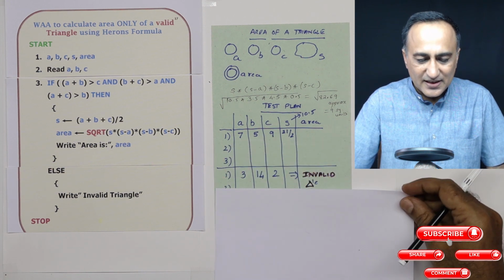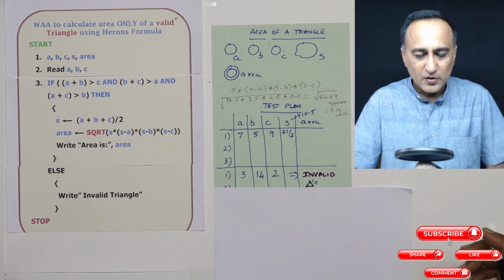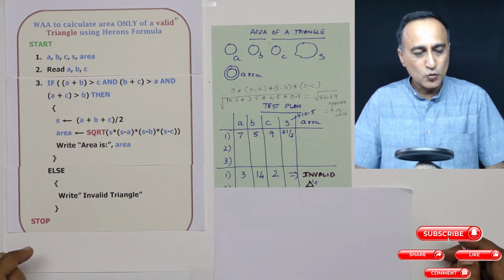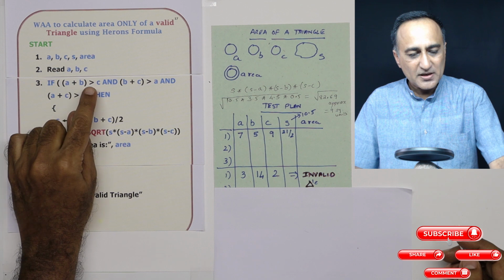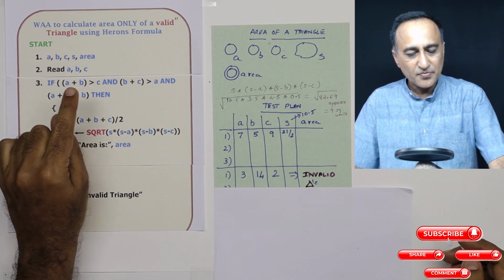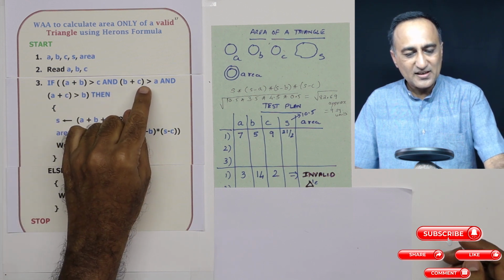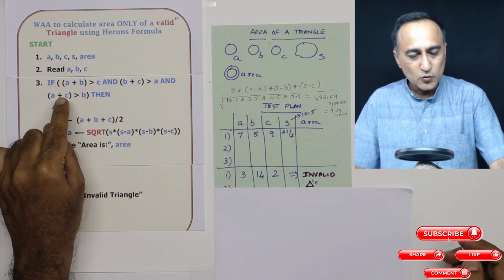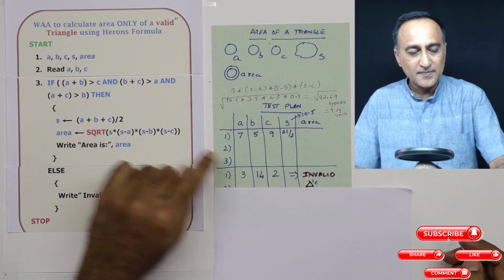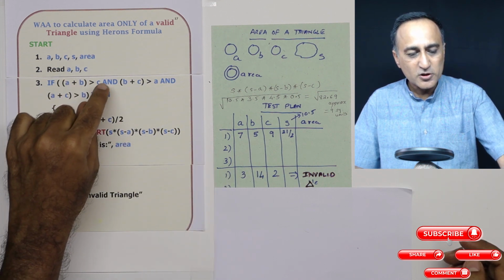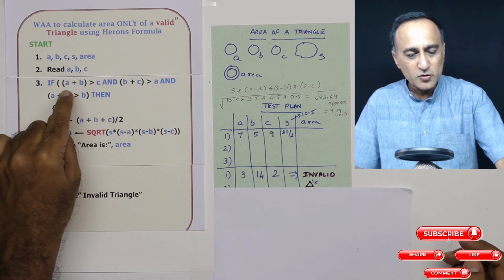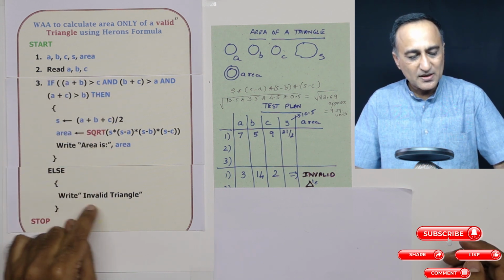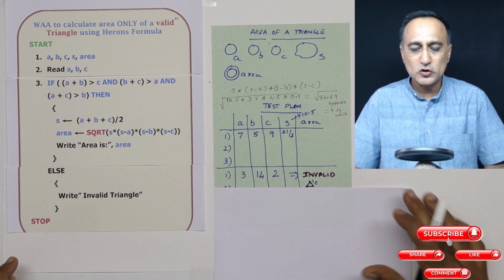Now let's take a look at one more set of values. A is 3, B is 14, C is 2. 3 plus 14 is greater than 2 is true. 14 plus 2, that is 16, is greater than 3, which is fine. But here 3 plus 2, which is 5, is not greater than 14. So this condition becomes false because I expect all these individual parts to be true. Since it is false, it will come here, write invalid triangle and stop.